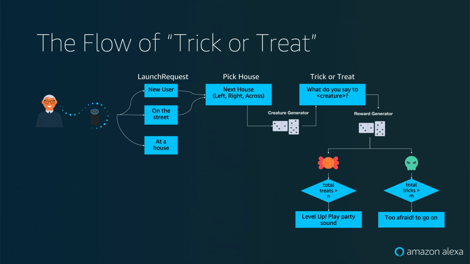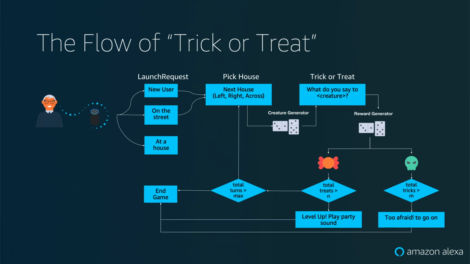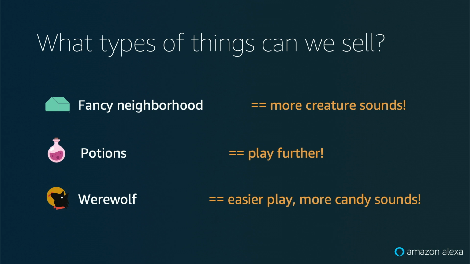And if you hit 3 tricks, then you're too afraid to go on, which means that you would end the game. So as we were going through the skill, we were thinking through what are some of the fun things we can add to the skill as content, as premium content that customers would want to pay for, right?